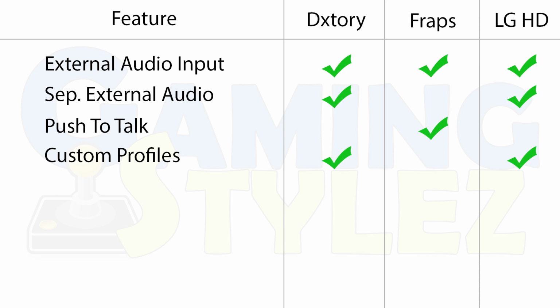So say you're playing Minecraft and you change your settings around, and then you go play Battlefield or something, you can have automatically chosen profiles for those games. So, Dxtory is smart enough to see, oh, he's playing Battlefield, so we'll automatically load the Battlefield profile.